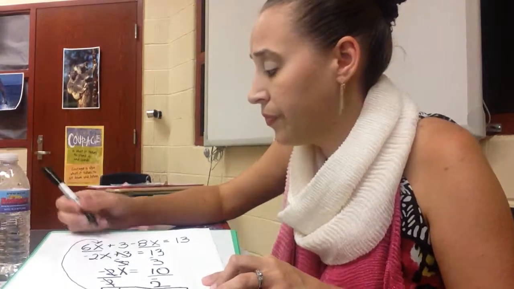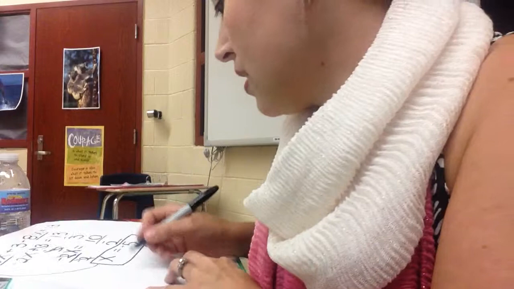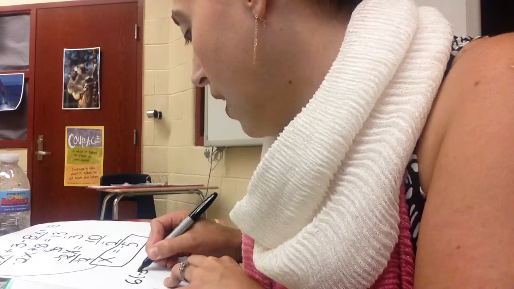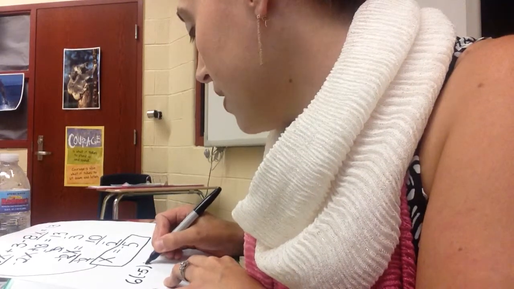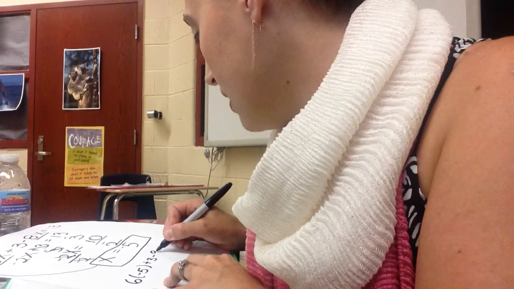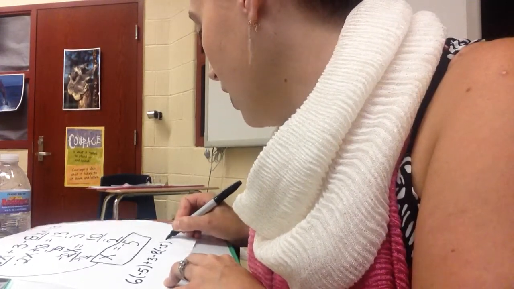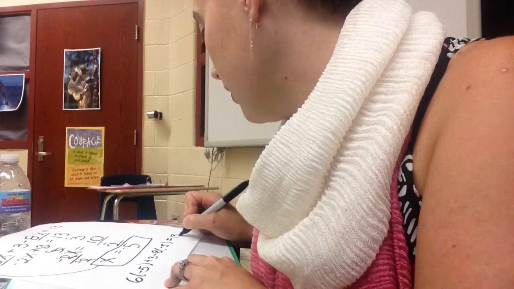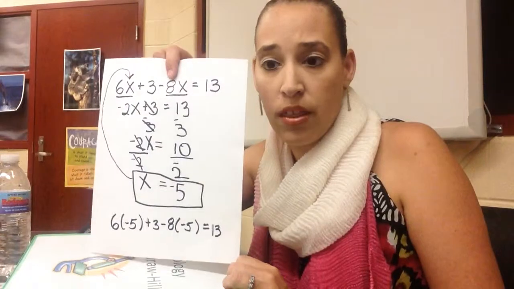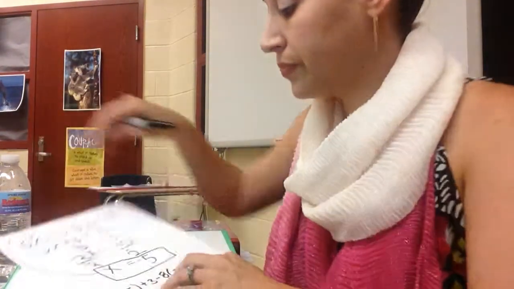So now, what do I want to do? 6 times negative 5 plus 3 minus 8 times negative 5 equals 13. That's a good self-check method. Let's check and see if we're correct.